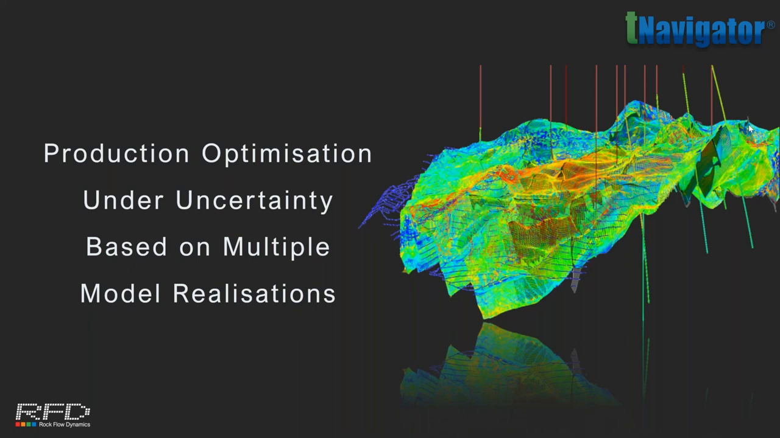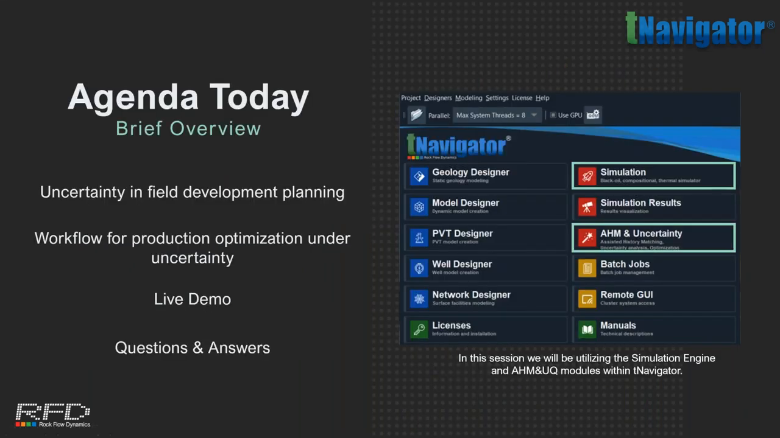Today's talk is about production optimization under uncertainty based on multiple model realizations. Uncertainty is a particularly important topic these days because the level of it is far beyond normal. So I believe you will find it useful.